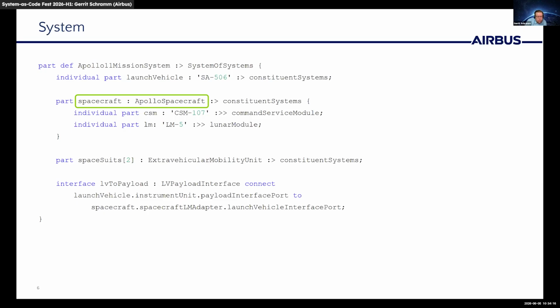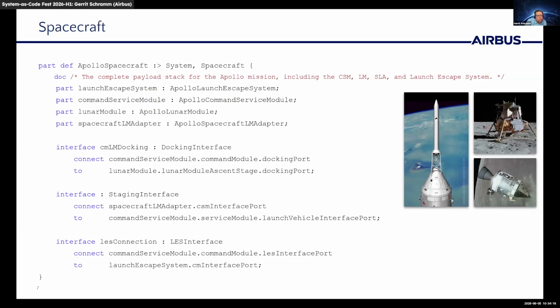Let's go to the next slide and see some actual footage of the system itself. The Apollo spacecraft on its own is a system, and it's a spacecraft. It's pretty obvious, but it's encoded in a very direct way here. It consists of the launch escape system, which you see in the left picture, the lunar module, which you see on the right, and the command service module at the bottom right of the picture. You also see the docking interfaces between all those stages of the rocket, which are modeled here as an interface.